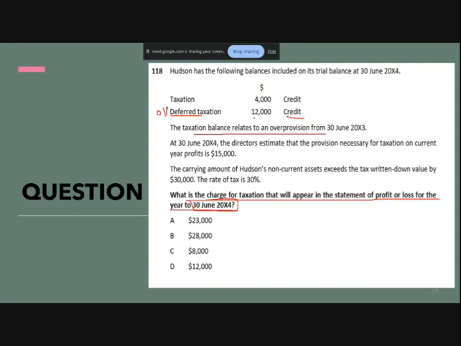Okay, this is the opening balance, and the carrying amount of Hudson's non-current assets exceeds the tax written down value by 30,000. So that's the temporary difference.